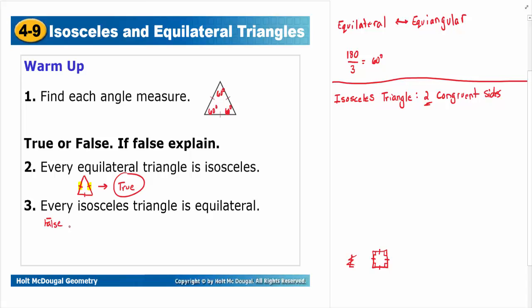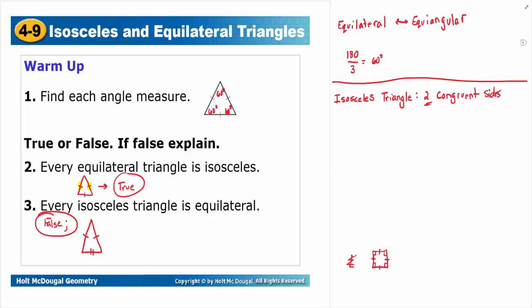Again, you can just come up with a counterexample in this case. So I can just set up a situation where I have 2 congruent sides. Bam, bam. And this one would be a different size. So that would not be equilateral. All the sides are not equal. So 3 would be false, and just give a counterexample and you'd be good. Remember, counterexamples can be statements, they can be pictures. This is a picture, so I just drew it.